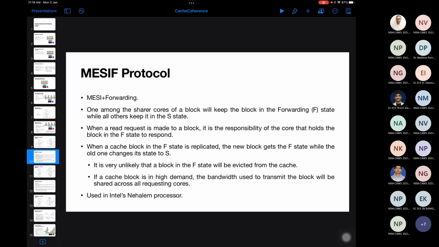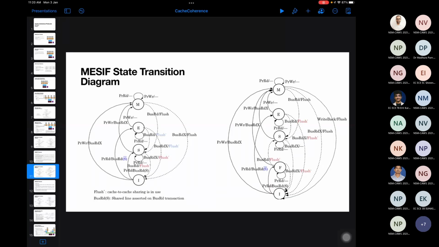And this type of protocol is implemented in Nehalem. And after that, all the Intel-based processors are using this MESIF protocol. Now, if you see the state transition diagram, again, I'll put MESI and then MESIF. And you can clearly see the only differences between those two.